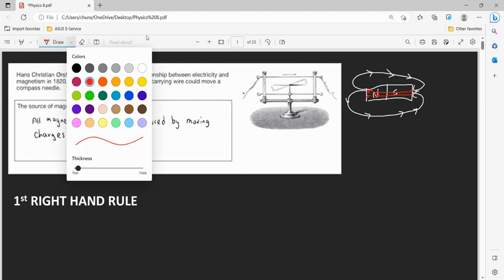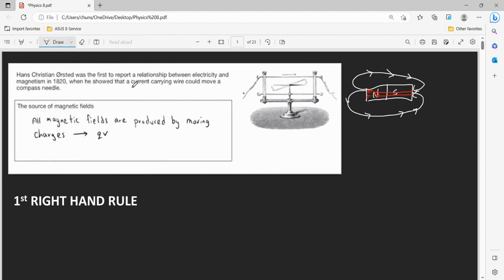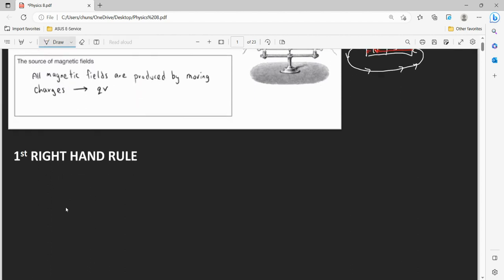So we're going to talk about first the right-hand rule for our electric fields. So this is to determine the direction that a magnetic field is produced, the direction of the magnetic field in a current-carrying wire.